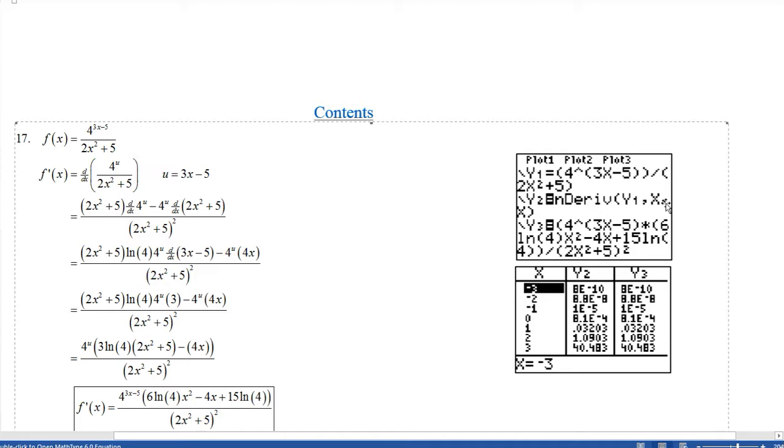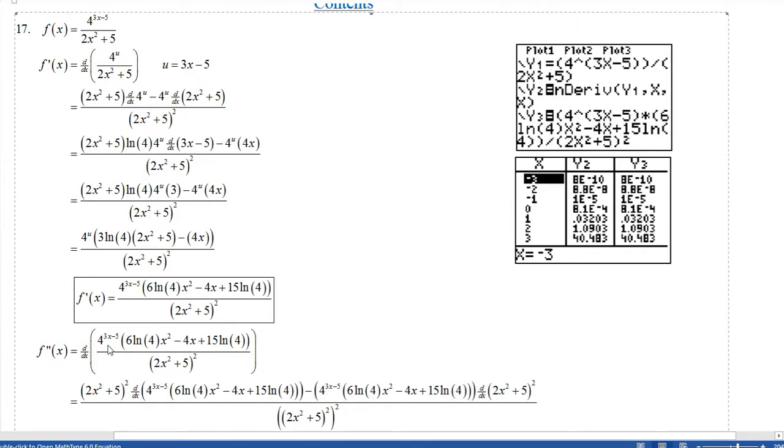y2 is the numerical derivative of y1 with respect to x. Evaluated at x, y3 is the final answer for the derivative. Turn off y1 and look at y2 and y3 in the table, and they do match, and that is corroboration that we did this correctly.